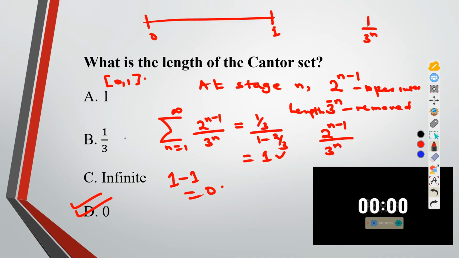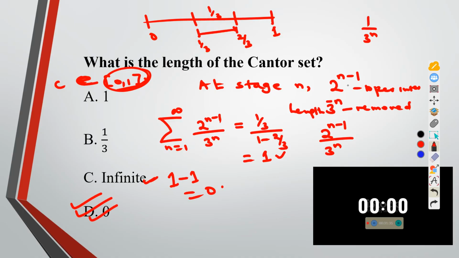Then a third is the length removed at the first stage. If you recall, from here to here will be removed. So that is the third, and this is 2/3. Then infinite is impossible because the Cantor set C is a subset of this interval, so it cannot be infinite. So the length of the Cantor set is 0.